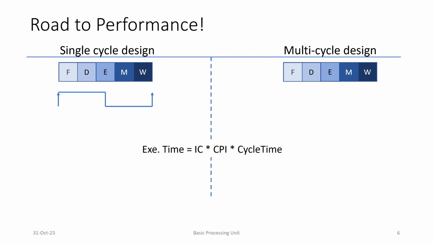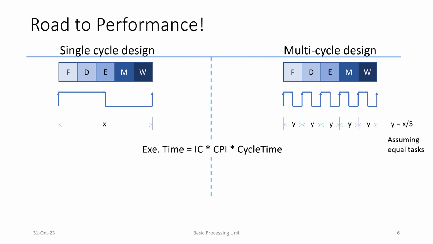Now, in the single cycle design, the cycle time is the time taken by all these 5 stages together. But in multi-cycle design, we finish one stage in one cycle. So say for single cycle design, X is the time, and for simplicity, let's assume it takes still overall the same time in multi-cycle design, but the frequency of operation is slightly faster. So here, if the cycle time is Y, and if we assume that all the tasks are equal, then we are actually running 5 times faster.